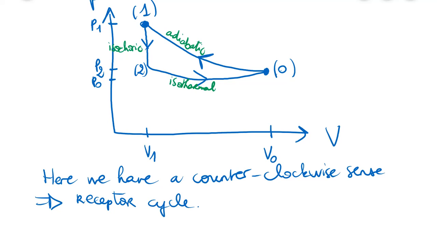Something that we can deduce from the beginning is that if it's a receptor cycle, the work of the total cycle, I mean the resultant work, the summation of the work between 0 and 1 plus the work between 1 and 2 plus the work between 2 and 0, is going to be positive because it's a receptor cycle. So I'm just going to add a sentence about the fact that the mechanical energy is received here.